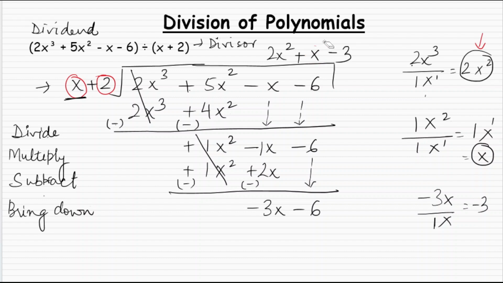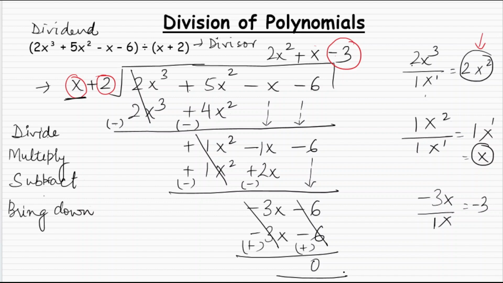And now, what is my next step? Multiply this new term minus 3 with the terms of the divisor. What is minus 3 multiplied by x? It's minus 3x. So put here minus 3x. What is minus 3 multiplied by plus 2? It's minus 6. We are done. Now subtract. Change the signs. What is minus 3x plus 3x? 0. What is minus 6 plus 6? 0. So my remainder is 0. And my division is done.